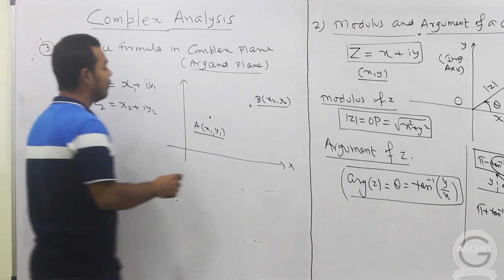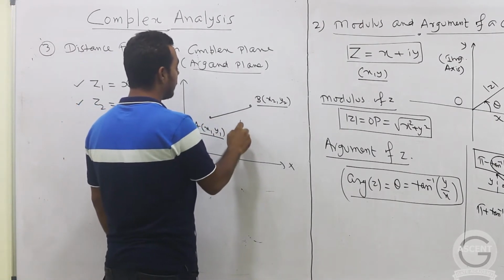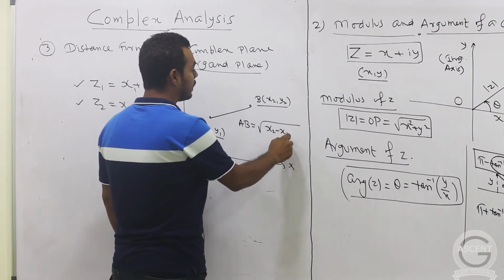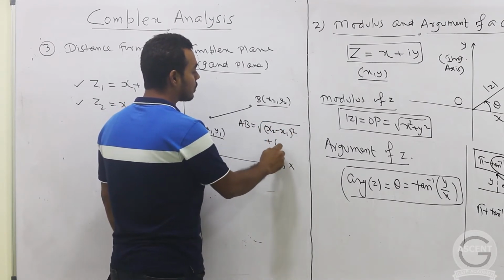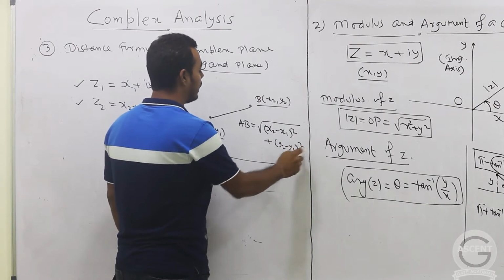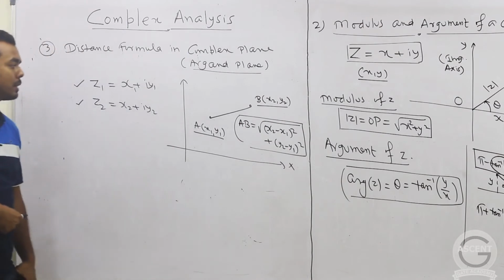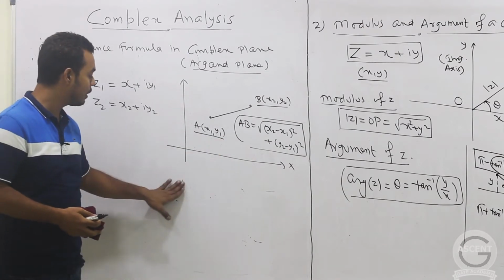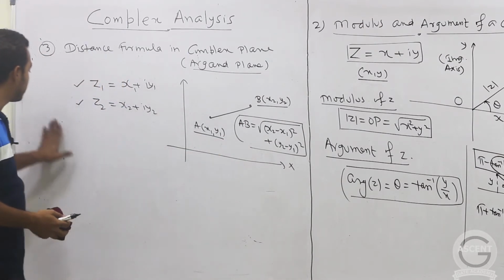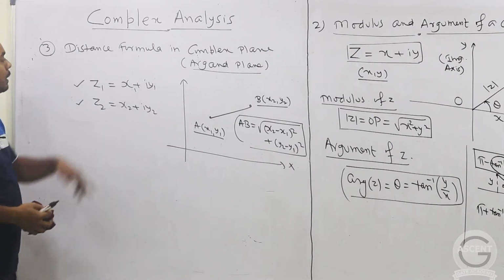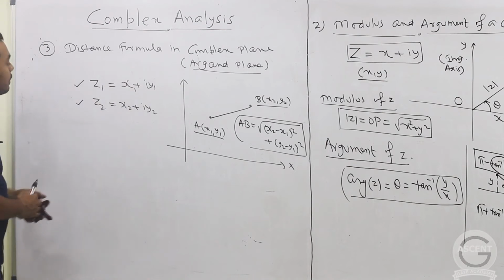So suppose the first point is representing our complex number z1, and the second point is representing our complex number z2. Now we all know that the distance AB will be root over x2 minus x1 square plus y2 minus y1 square, right? This we know from class 8-9, that the distance between two points is given by this formula. Now how to get this distance using complex numbers? What should be the formula for the distance between two points using these complex numbers?